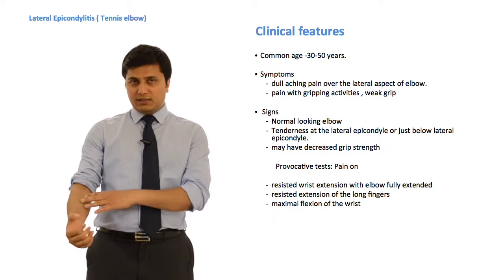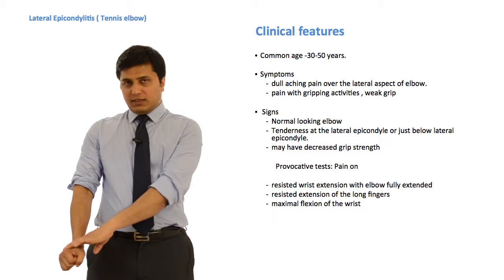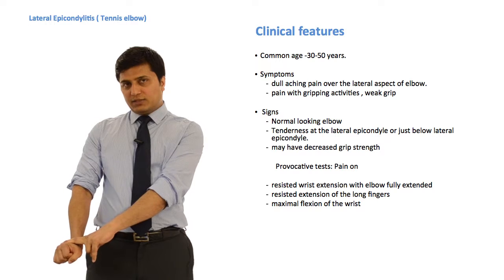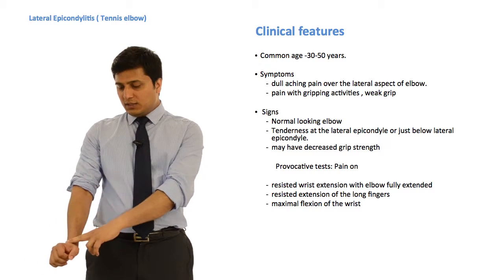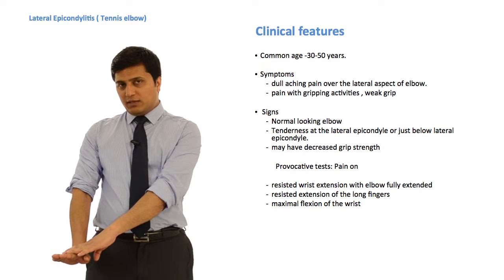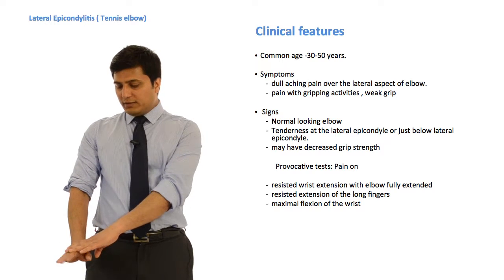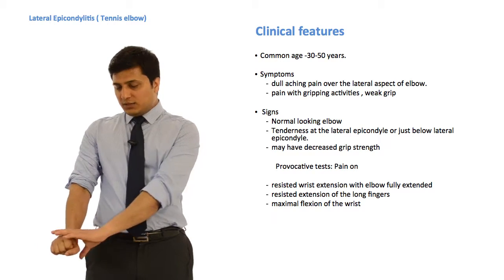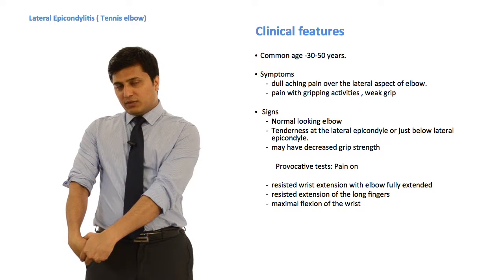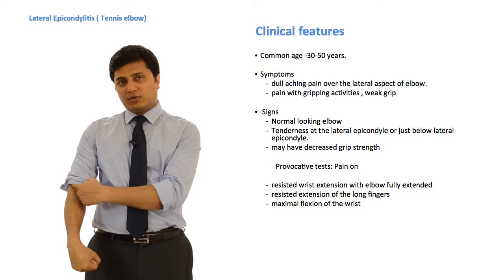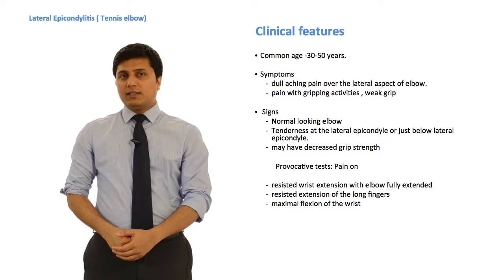For example, with the wrist in extension, resisted wrist extension can provoke this pain. Once again, with the elbow in extension, resisted finger extension can provoke this pain, and also with the elbow in extension, extreme palmar flexion of the wrist can incite pain because it pulls on the ECRB muscle belly.